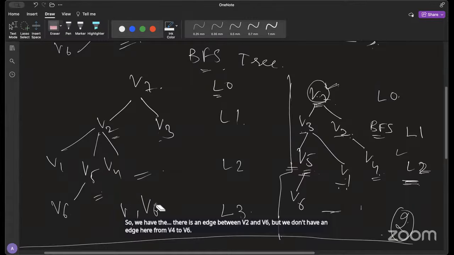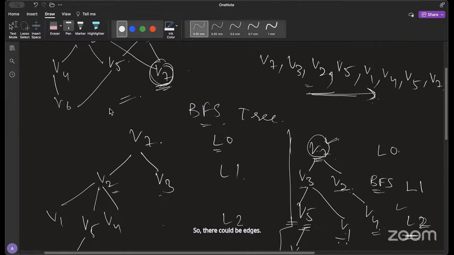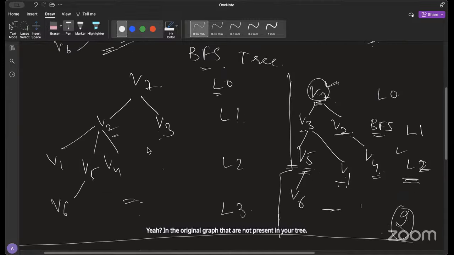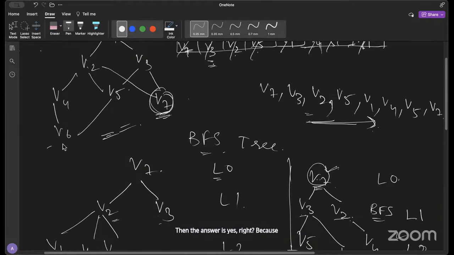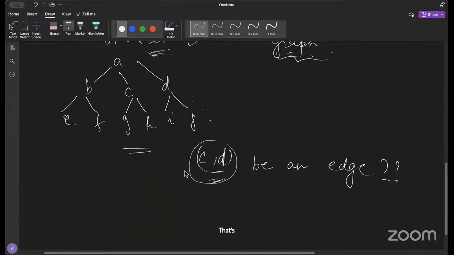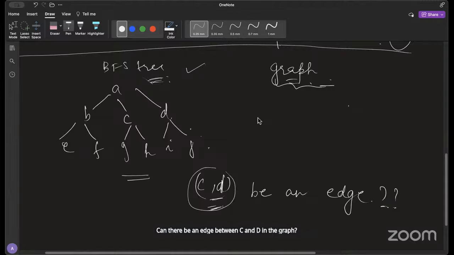Yes, ma'am. Right. So there could be edges in the original graph that are not present in your tree. If I give you this tree and ask whether there can be an edge between V4 and V6, then the answer is yes, because you can see there is an edge between V4 and V6 in the original graph. That's my question here. I know that there is no edge between C and D here, but can there be an edge between C and D in the graph?